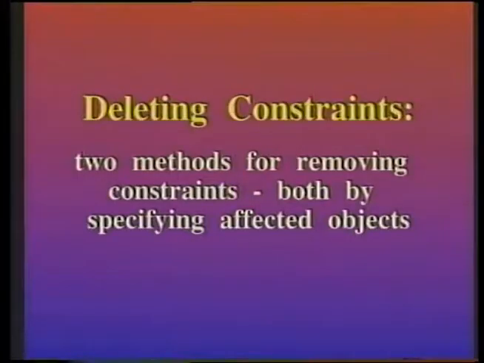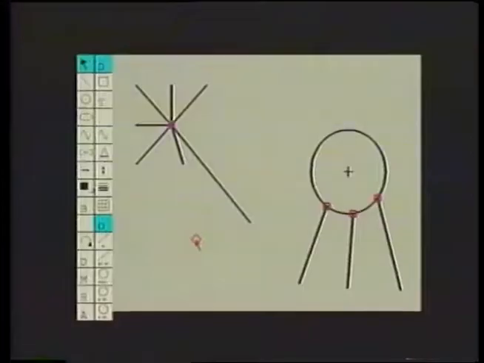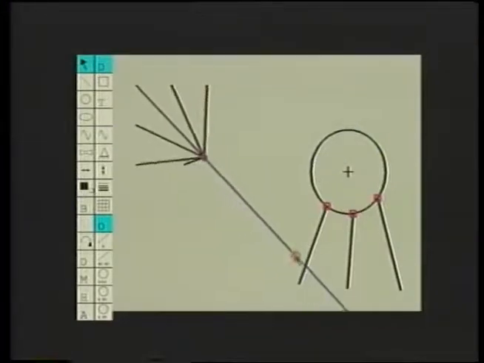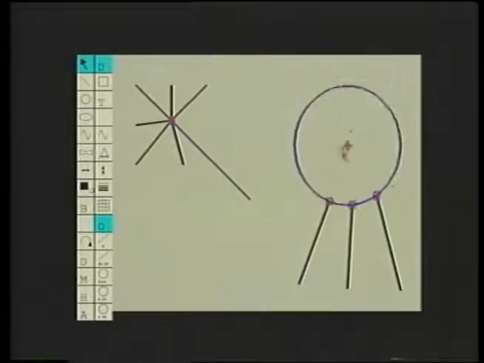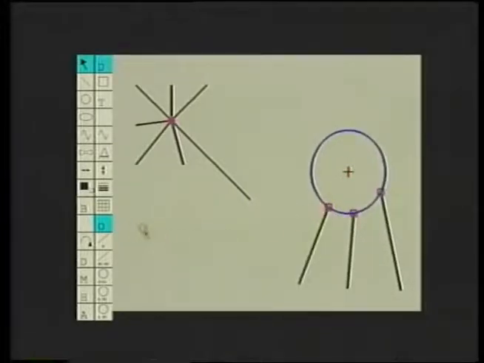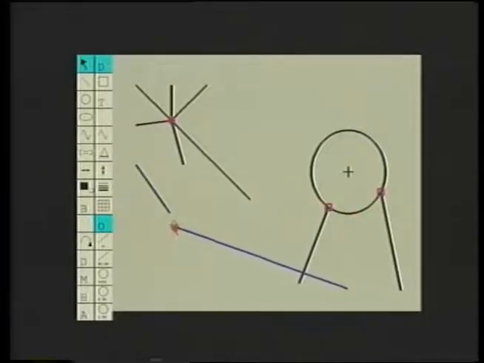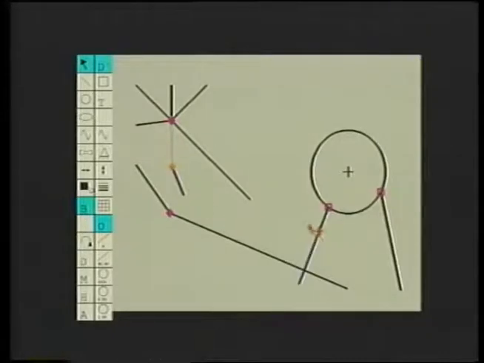Briar provides two methods for deleting constraints. For both, the user specifies the affected objects, not the constraints themselves. When a point is grabbed, holding down a modifier key causes it to be ripped out. All constraints on it are removed. The other method for deleting constraints is break mode. This mode temporarily disables constraint maintenance. The objects move freely. Broken constraints are clearly noted and removed when constraint maintenance is re-enabled.